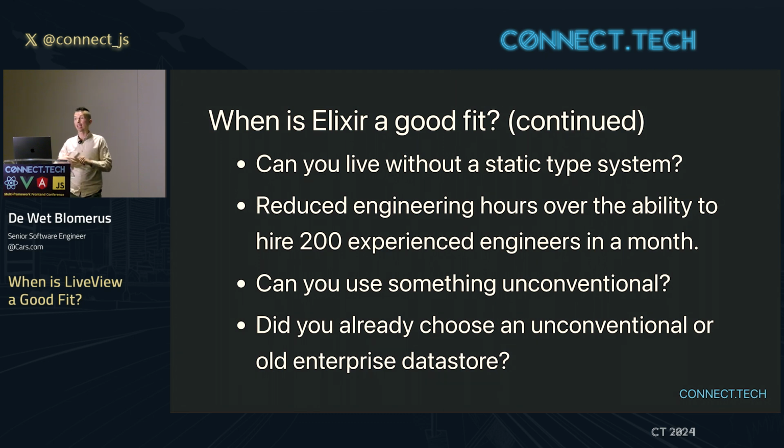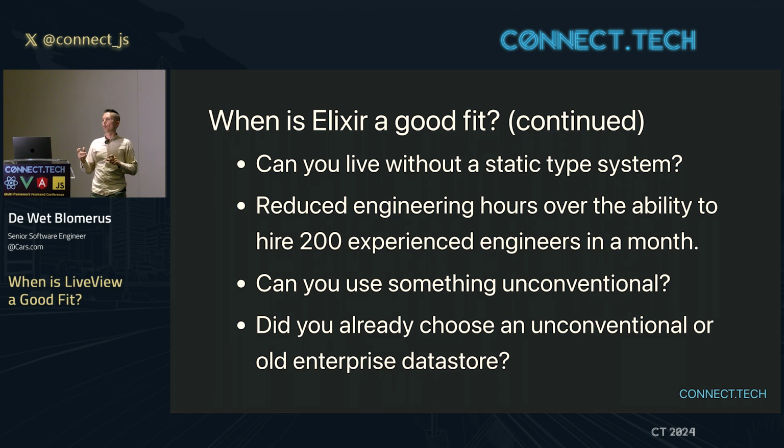All right, so can you live without a static type system? This could be a deal breaker for many. Elixir does not have a static type system yet. It's being worked on. There's a third-party library that we use at Cars that does static type checking. No one really likes it all that much in the Elixir community, but the Elixir team is working on a static type system. It's called set-theoretic types, which there's research behind why it's a good idea, and it's going to be interesting to see what they come up with. But for now, if you have to have a static type system, deal breaker.